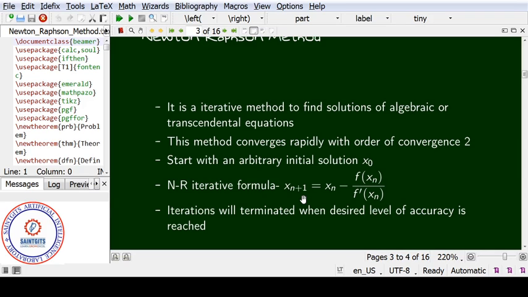Iterations will terminate when the desired level of accuracy is reached. That means whenever these successive approximations become the same or their difference is very small, or xn plus 1 is approximately equal to xn, in that situation we can terminate this Newton-Raphson algorithm.